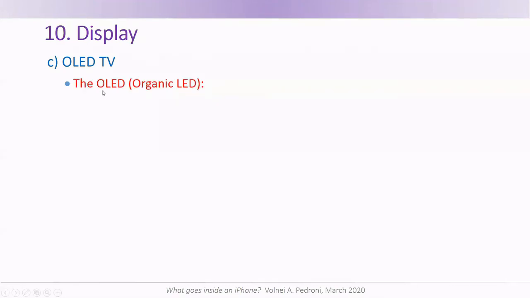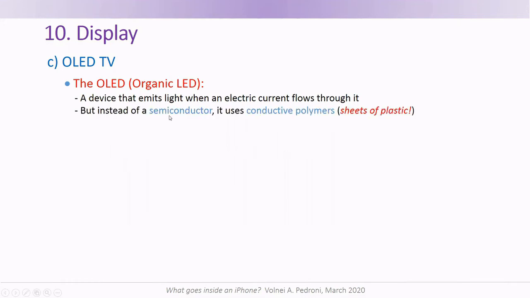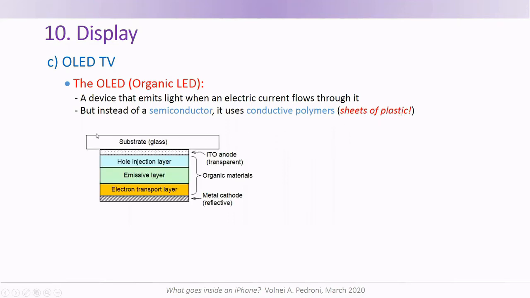But what is an OLED? It is a device that emits light when an electric current flows through it, which is the same thing I said for regular LEDs. But instead of a semiconductor, it uses conductive polymers, or sheets of plastic, and that's quite impressive. Typical construction is shown here.